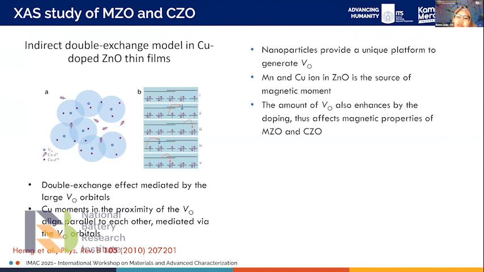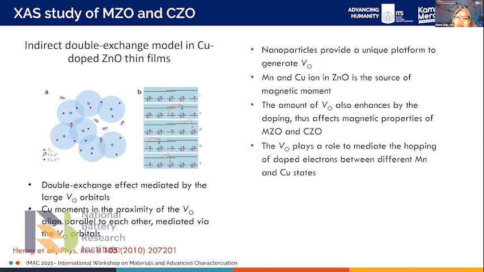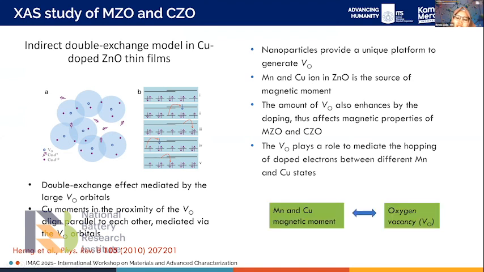So what we can get from this study is that nanoparticles provide a unique platform to generate oxygen vacancy. And in this case, manganese and copper are the source of magnetic moment, so the amount of oxygen vacancy is enhanced by doping, and this affects the magnetic properties of the samples. And from this study, we can confirm that the oxygen vacancy plays a role in mediating the hopping of doped electrons between different manganese and copper states. So there is a strong relation between manganese and copper magnetic moments and the oxygen vacancies.